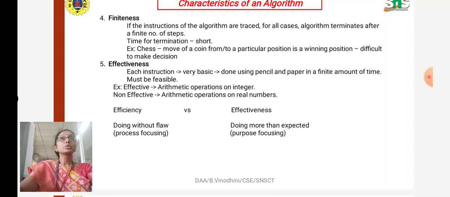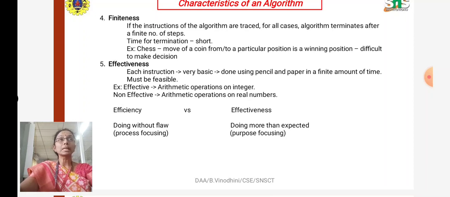So we should know how many steps it needs to solve the particular problem. So finiteness is another important characteristic of every algorithm. Next is effectiveness. The effectiveness of an algorithm depends upon how fast the algorithm runs and how much space the algorithm occupies. So the effectiveness of an algorithm depends on its time and space efficiency. These are the five important characteristics of an algorithm.